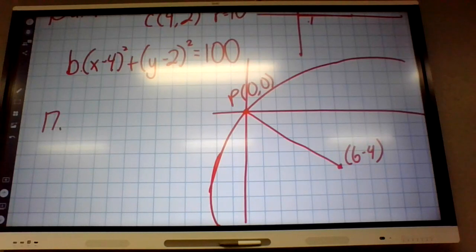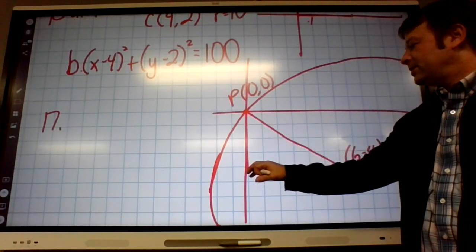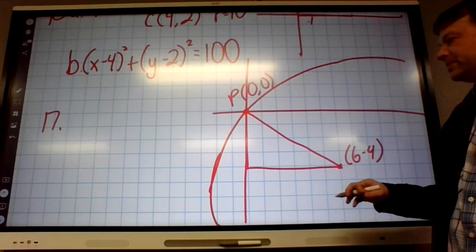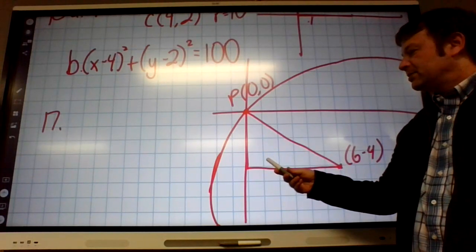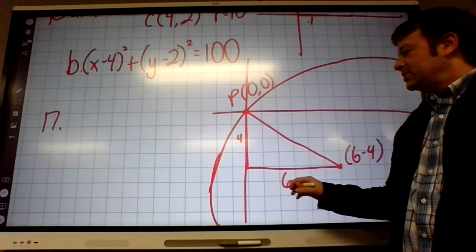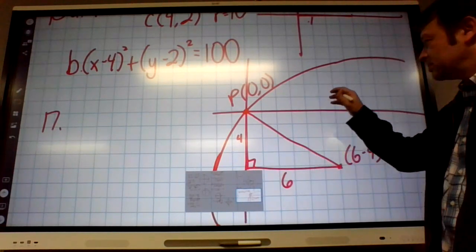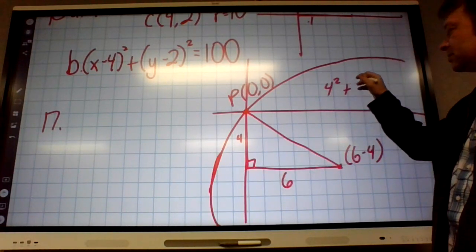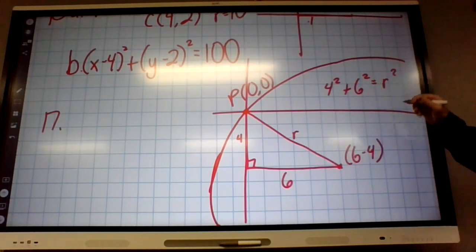You count down and then go over again. No, we're not doing slope. That doesn't tell us what we need. Oh, it's a triangle. Okay, it's 4 down and 6 over. How could I find this? Oh, 4 squared plus 6 squared equals x squared. I hate it when it ties together.